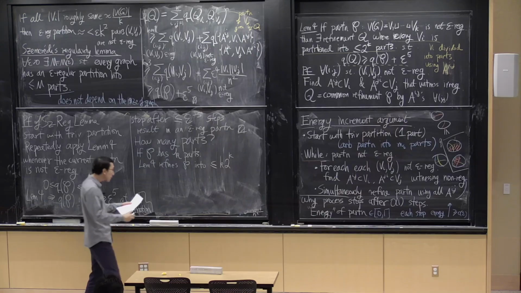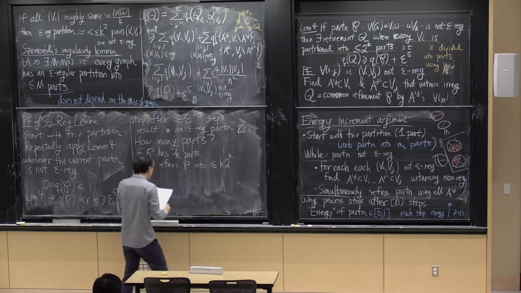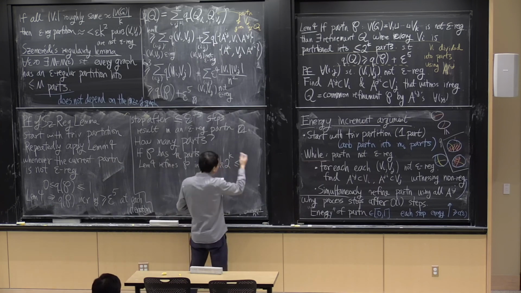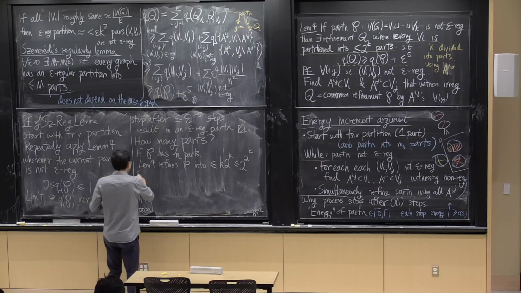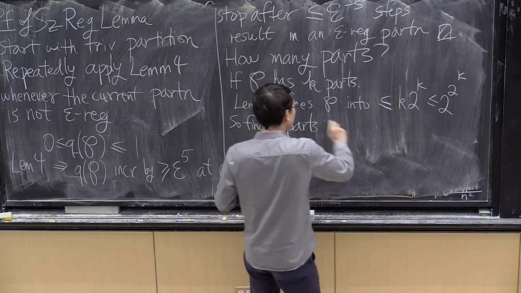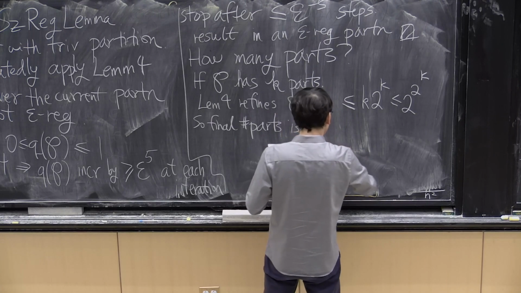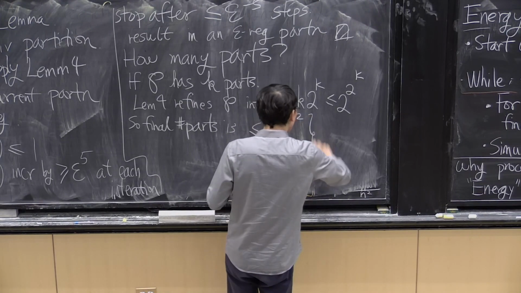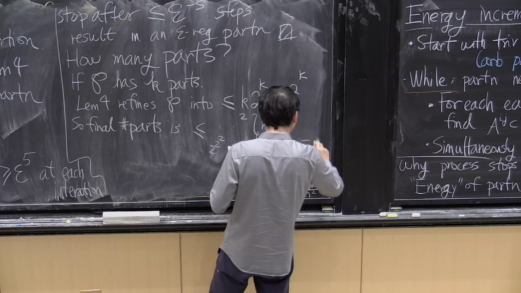Okay, and I have many iterations of this. Some of you are already laughing because it's going to be a very large number. Because it's so large, it makes my calculation slightly more convenient. It really doesn't change the answer much if I just bound k times 2 to the k by 2 to the 2 to the k. So the final number of parts is this function iterated on itself epsilon to the minus 5 times. So it's a tower of 2's of height at most 2 to the epsilon to the 5.